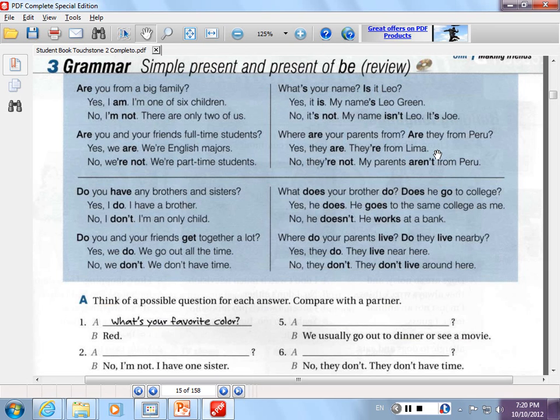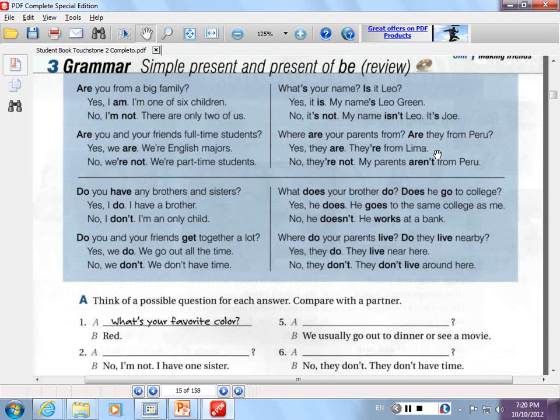The last question in this part, where do your parents live? I'm asking about your parents. Where do they live? Do they live nearby? هل يعيشون بالقرب من هنا? Nearby means near here.